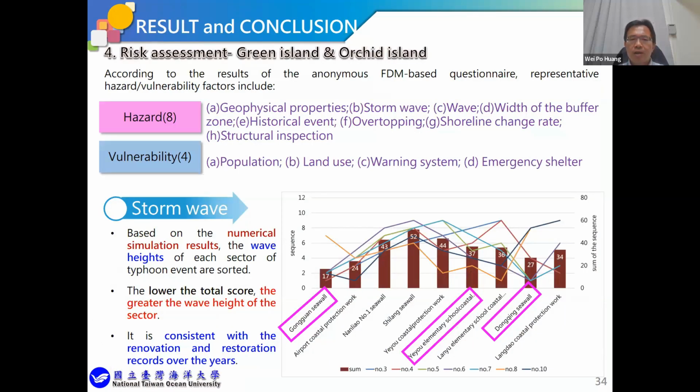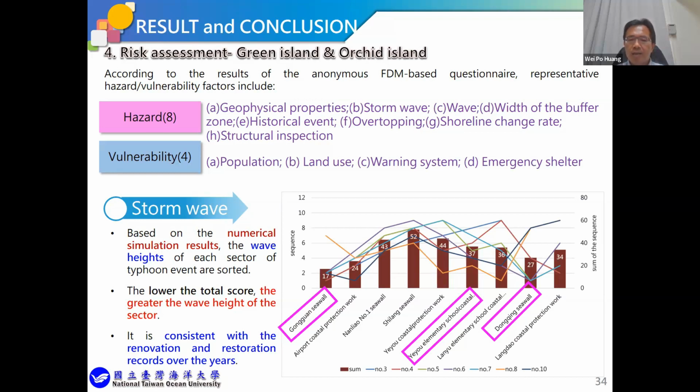According to the results of the anonymous FDM-based questionnaire, representative hazard and vulnerability factors were selected. Generally speaking, vulnerability can be defined as the characteristics of coastal communities that enable them to respond to and recover from hazards. Verifying the representativeness of the selected vulnerability factors is challenging. On the other hand, the process to verify the representativeness of selected hazard factors is feasible. For example, examining the factor of wave height involves extracting the simulated maximum wave height in front of each coast defense structure within each typhoon and sorting them.